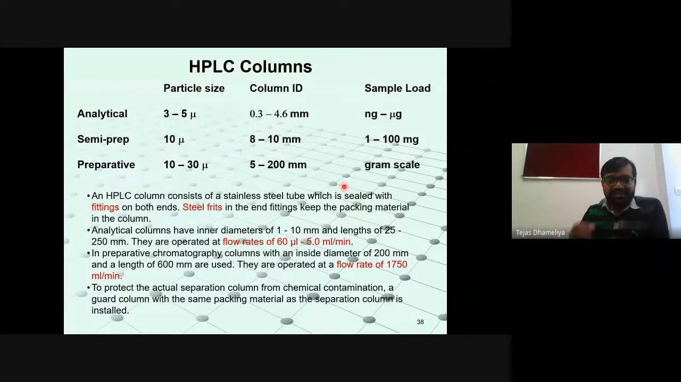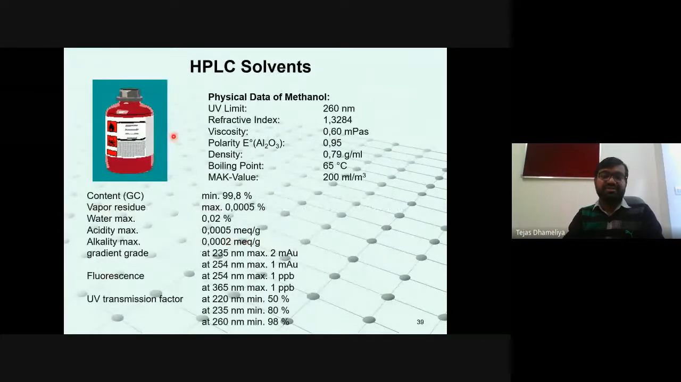Preparative, what do we do? In preparative, if your quantity of the sample is very low, the particle size is 10 to 30 micron and the column is 5 to 200 millimeter, sample loading is generally carried out on gram scale. Semi-preparative is also there, where your purpose is not only quantification, but along with quantification you also want to perform qualitative analysis. Analytical is also available, and HPLC solvents are there.